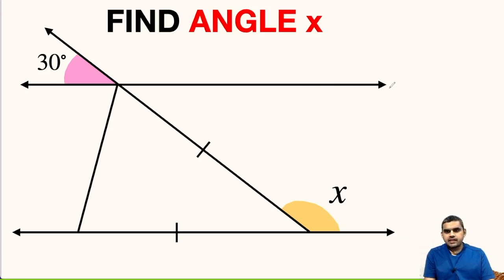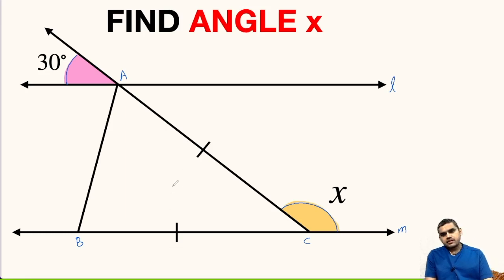In this question, we have two parallel lines. Let us name them as L and M, and we have a triangle here. Let us name it as A, B and C. This angle is given to us as 30 degrees, and also it is given that AC equals BC in this triangle ABC. So what we need to find is the measure of angle X.